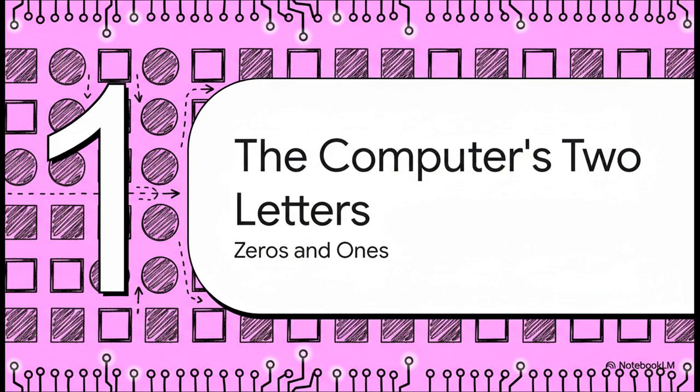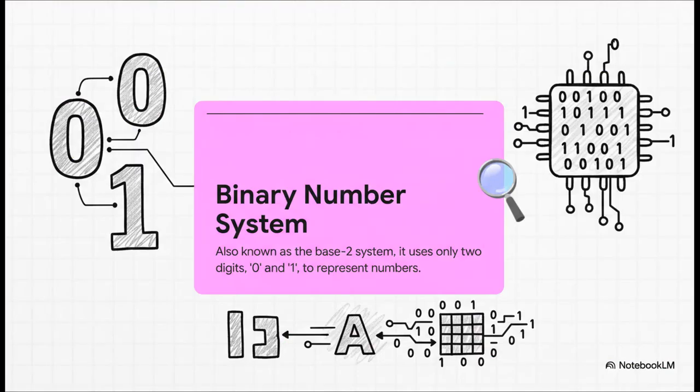All right, first things first. Before you can speak a language, you need to know the alphabet. And for a computer, that alphabet only has two letters, 0 and 1. This is called the binary number system, or base 2. Think of it like this. We humans use 10 digits, 0 through 9, to write out any number we can possibly imagine. A computer does the exact same thing, but it only uses 2. That's it. Every single piece of information, a number, a letter, a pixel in a photo, it's all just a long, unique string of these zeros and ones.